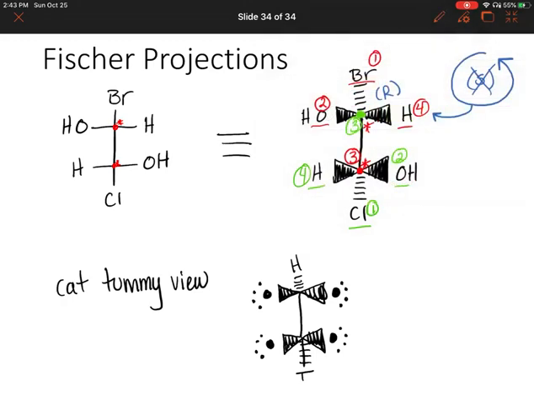Okay, so now let's draw a circle going from 1 to 2 to 3. So is that going in a clockwise direction or a counterclockwise direction? Counterclockwise, so we would assume that this is an S configuration, except hydrogen is pointing out towards us. So this is also an R configuration. So remember, if that lowest priority atom is pointing out towards you, then you flip your assignment from what you would expect.